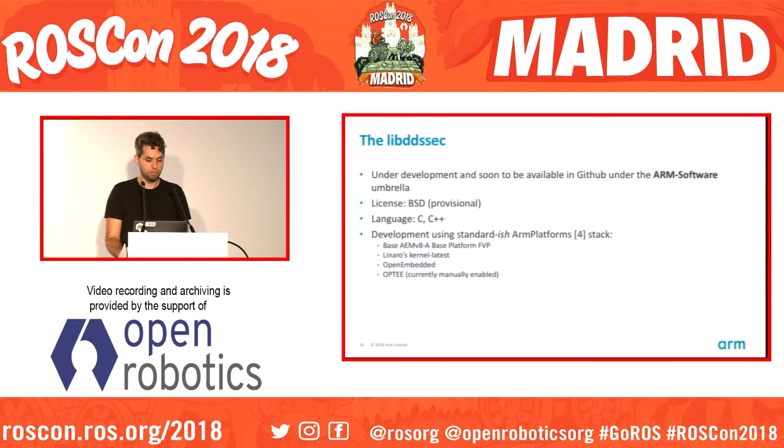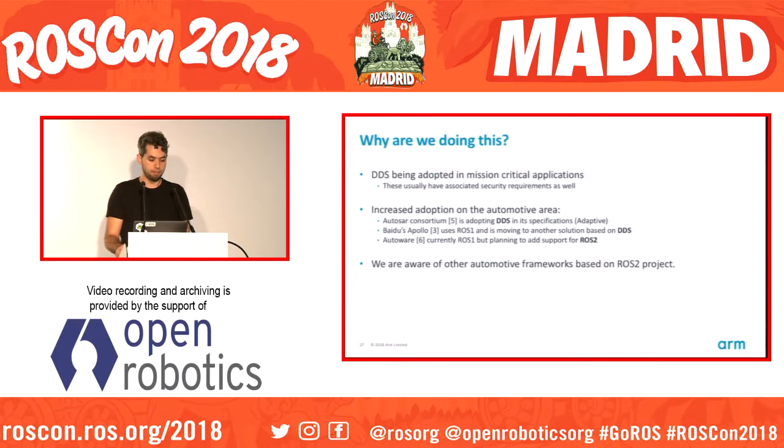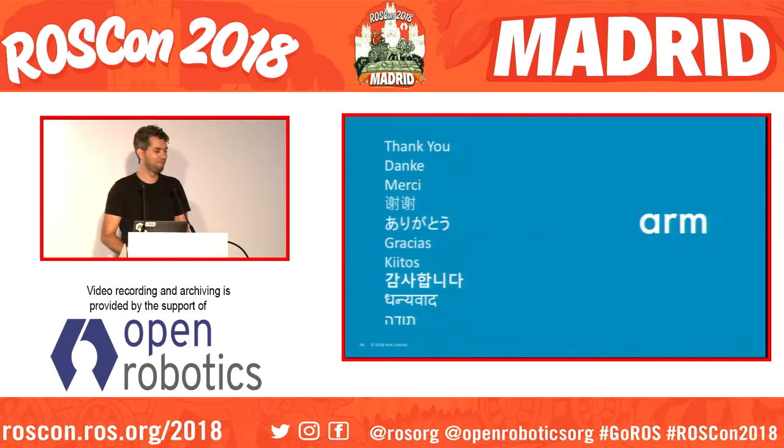Skip the future work. So this is going to be open source. We are trying to push this to GitHub very soon, as soon as we have it available. It's going to be mainly a BSD project written in C and C++. Final slide, I promise. The reason we are doing this is because we are focusing maybe on the automotive area, and as you have seen today, there are quite a lot of automotive projects using DDS and also ROS 2. That's it.